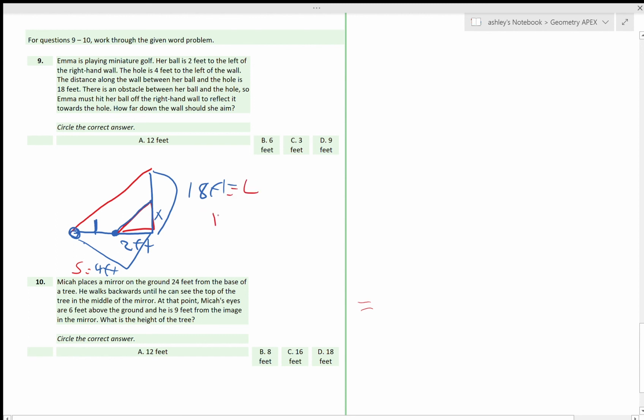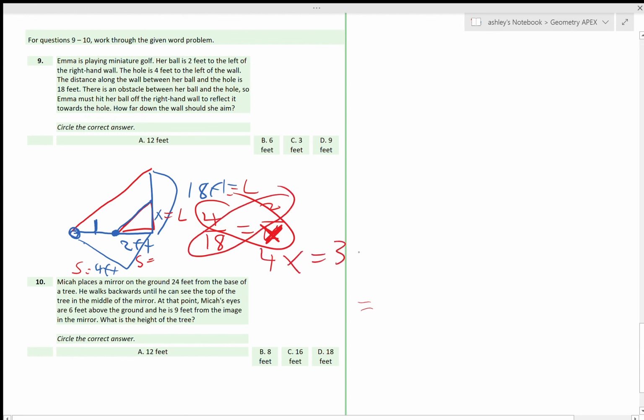So I have 4 over 18 equal to, my 2 is my smaller side, my X will be my larger side, or X. And we're going to cross multiply. 4 times X is 4X. 2 times 18 is 36. One-step equation, divide by 4. So X is equal to 9. And that is an answer choice.